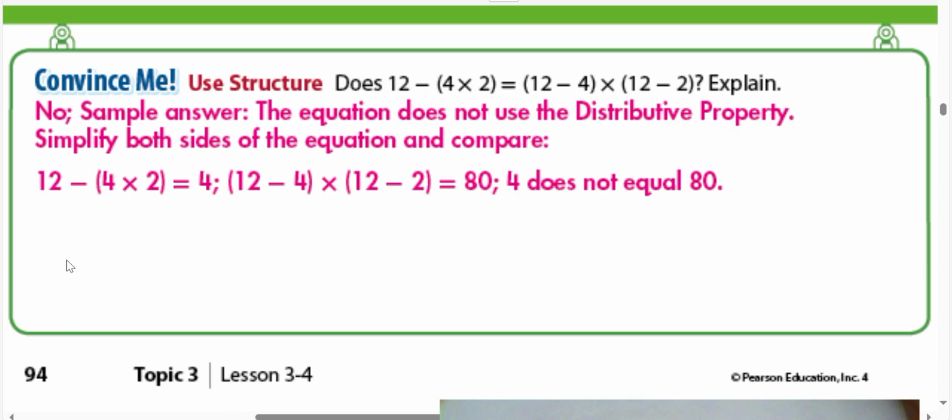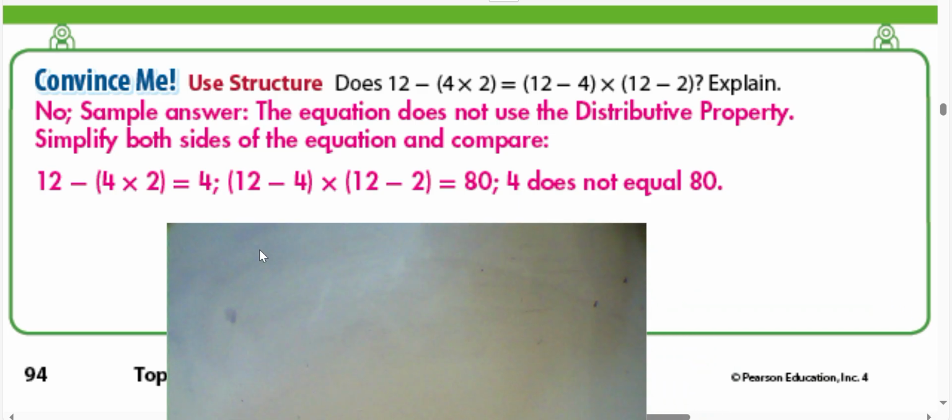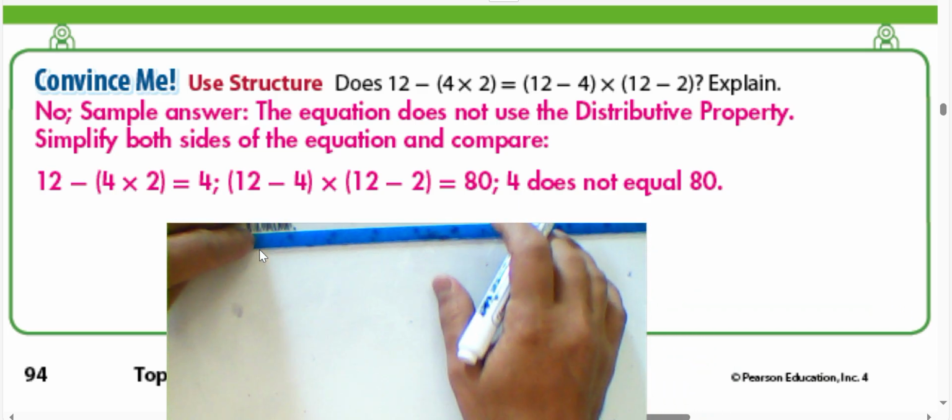Question 94. Does 12 subtract by 4 times 2 equal 12 minus 4? No, it's not good, because we must use the distributive property like this. Do it with me, about the steps of the distributive property.